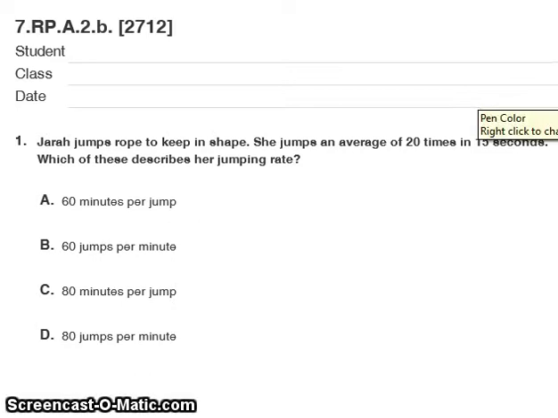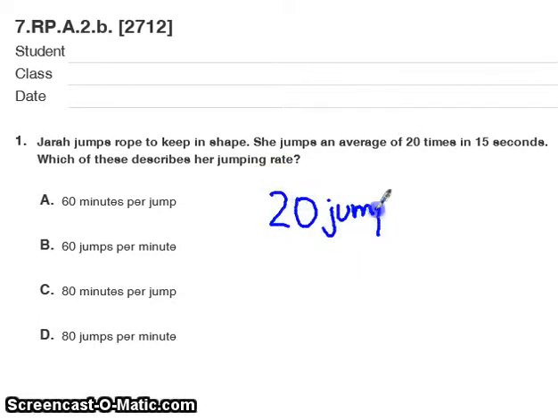Alright, so we're looking at now practice probe 7RPA2b. Sarah jumps rope to keep in shape. She jumps an average of 20 times in 15 seconds. 20 jumps, 15 seconds. Which of these describes her jumping rate?